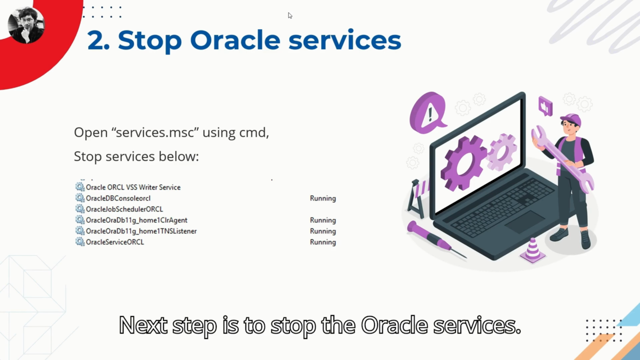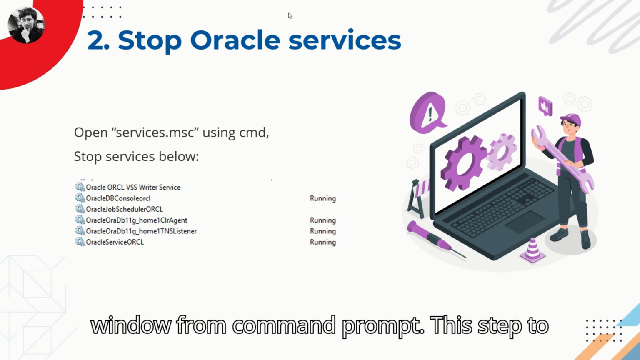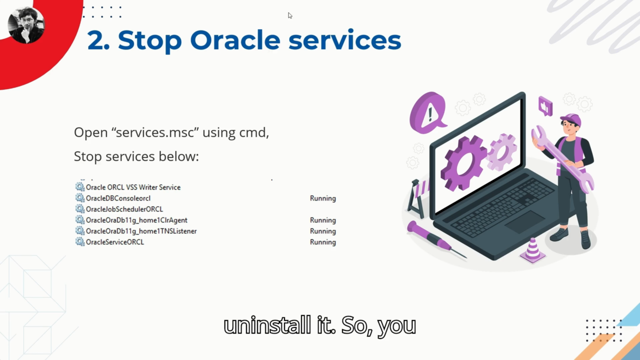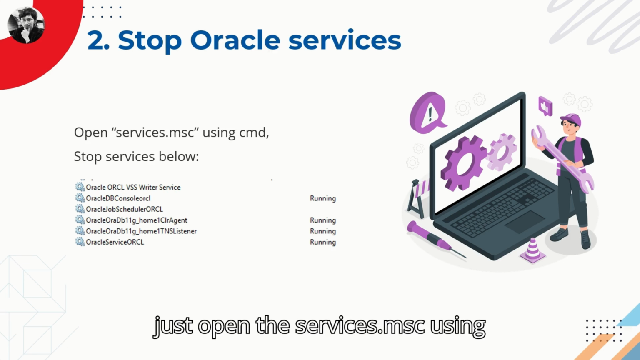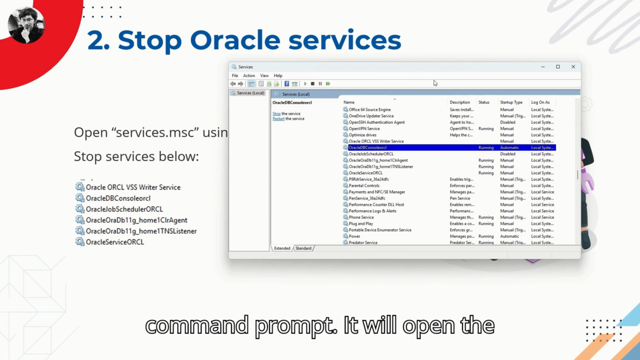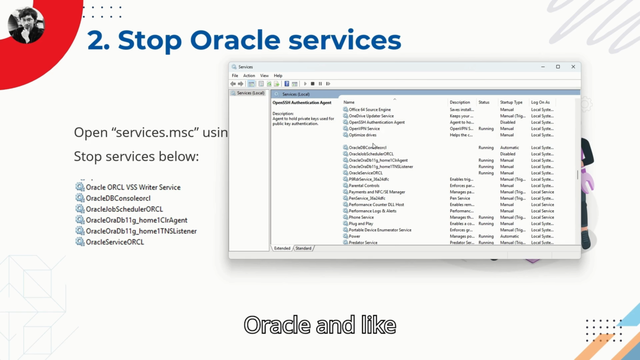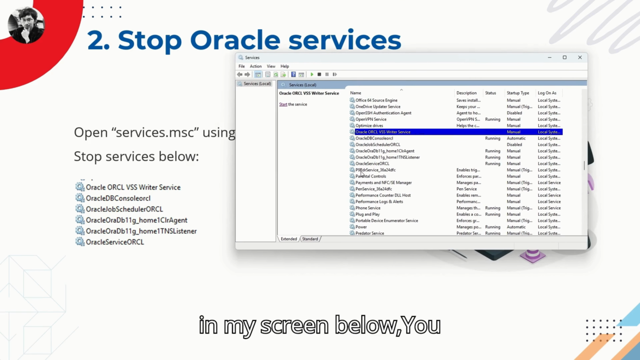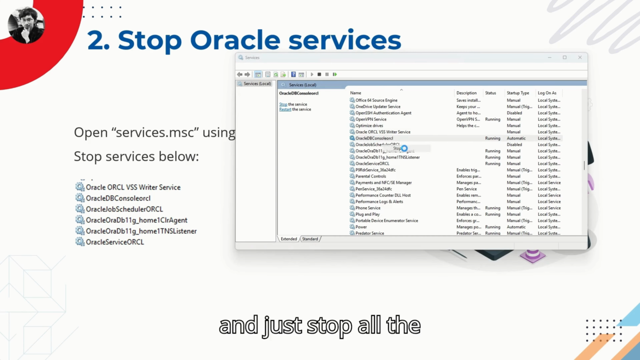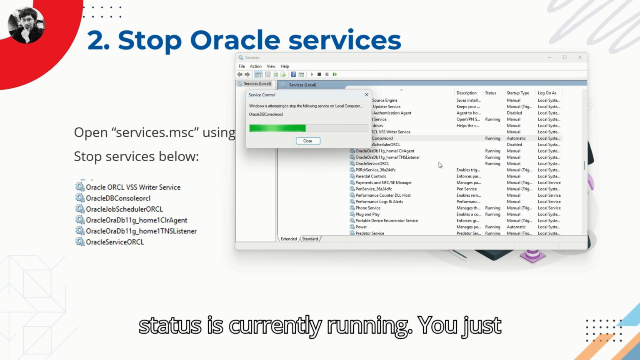Next step is to stop the Oracle services. This can be done through the services window from the command prompt. This step is to ensure that Oracle isn't running while we uninstall it. So, you just open services.msc using the command prompt. It will open the pop-up like this, and you just search for Oracle. And like on my screen below, you can right click and just stop all the Oracle services whose status is currently running.